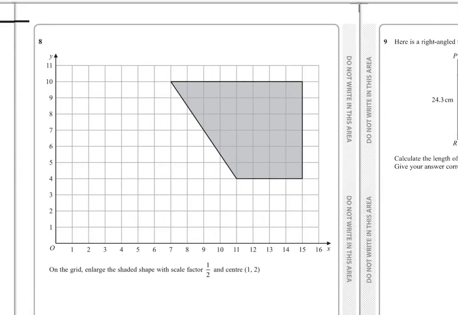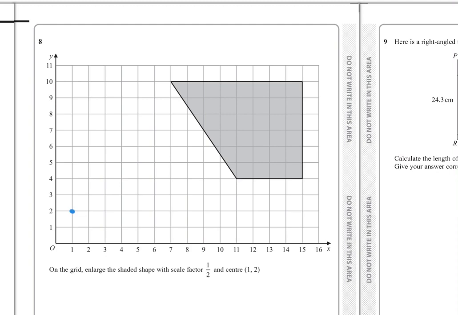Number 8, on the grid, enlarge the shaded shape with scale factor 1 over 2 and center 1, 2. So what is the center? 1, 2. This is the center. Now we need to enlarge this shape by scale factor 1 over 2.